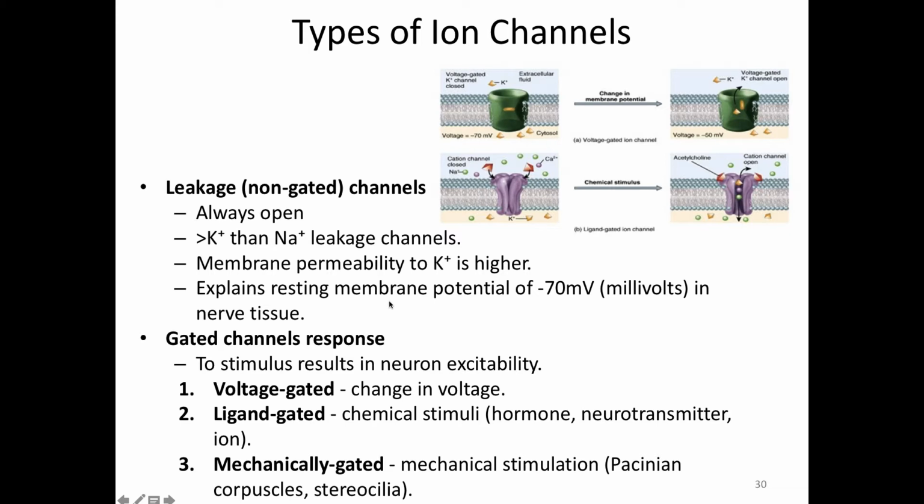So by having a very small number of leakage channels that always let ions trickle out or in, sodium leakage channels allow sodium to trickle into the cell at very slow rates, and potassium leakage channels allow potassium to trickle out. That explains the resting membrane potential. So it explains how you can maintain a negative 70 millivolt constant resting membrane potential.